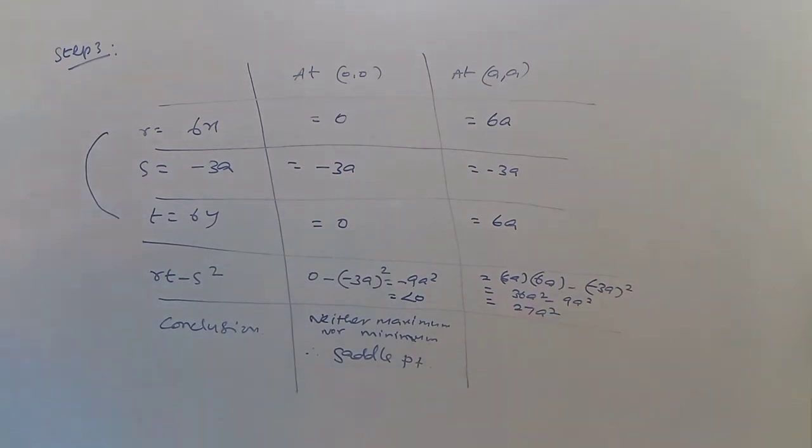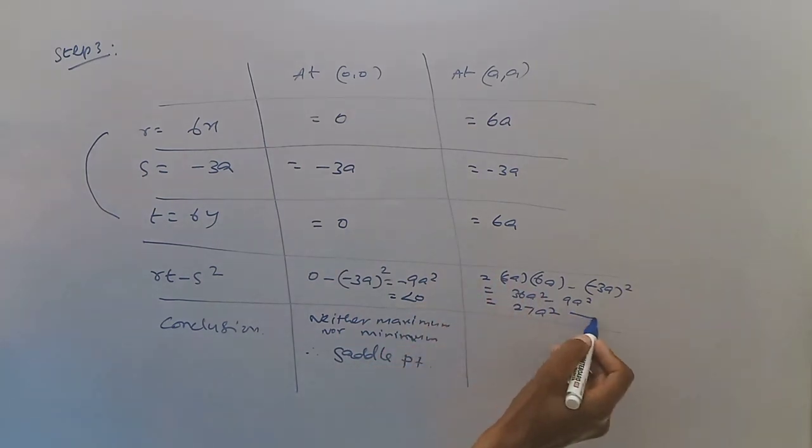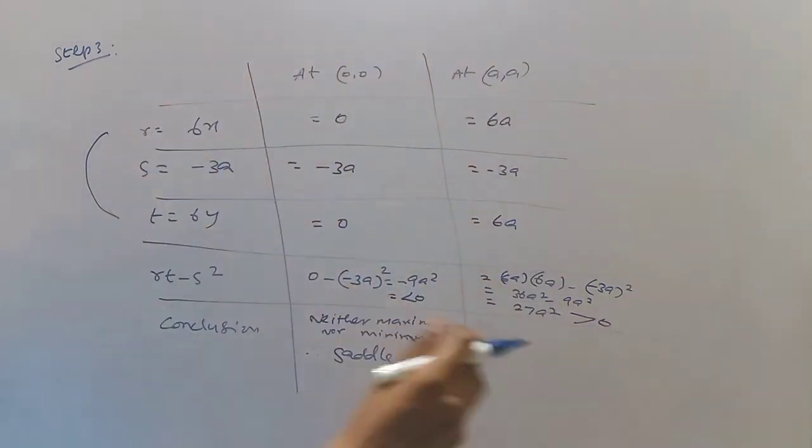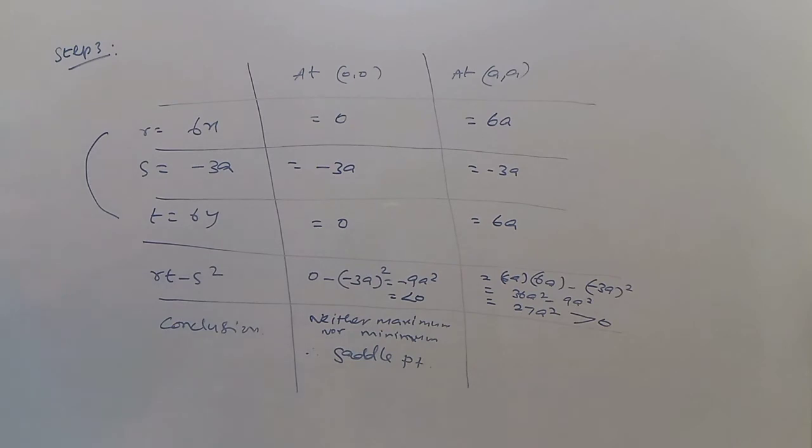Whether it is positive or negative, irrespective of the a value, a square will be positive. Even if it is negative, a square will be positive. So positive into positive is positive. So rt minus s square greater than 0 means the function f of x, y will be either maximum or minimum. To check whether it is maximum or minimum, go to the r value.